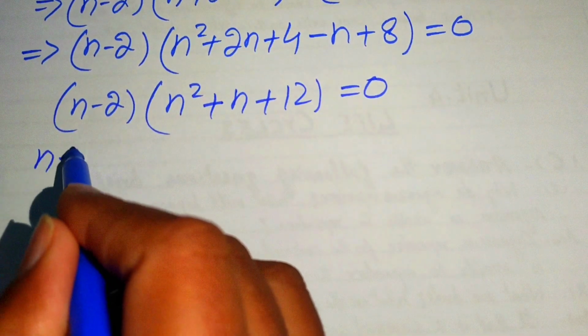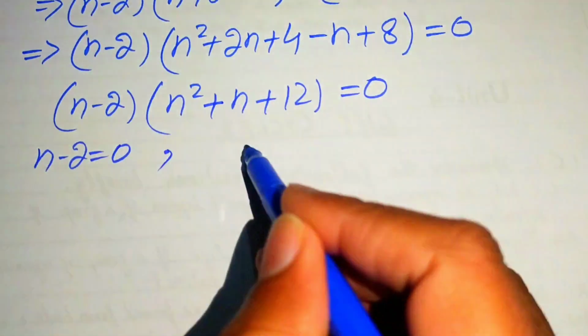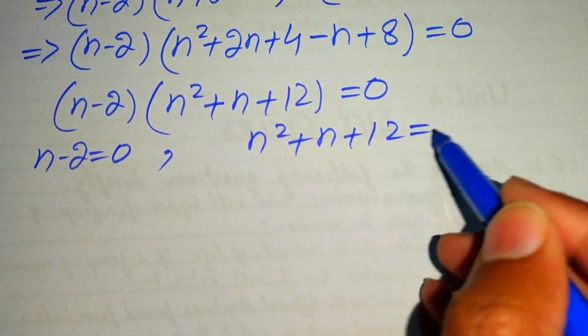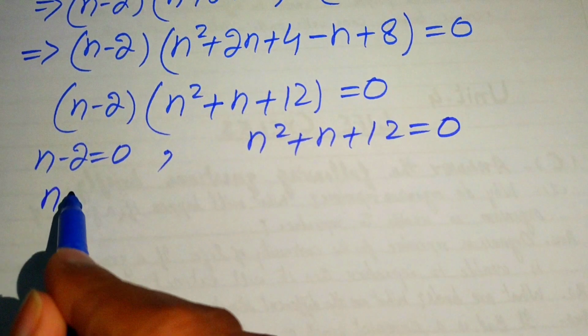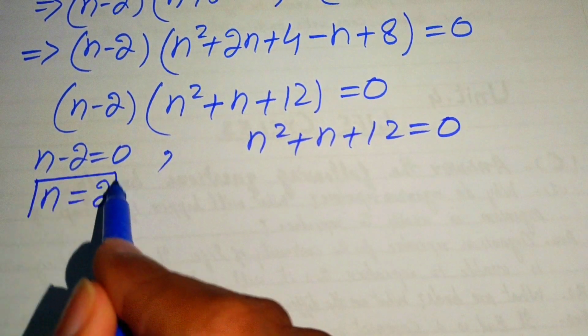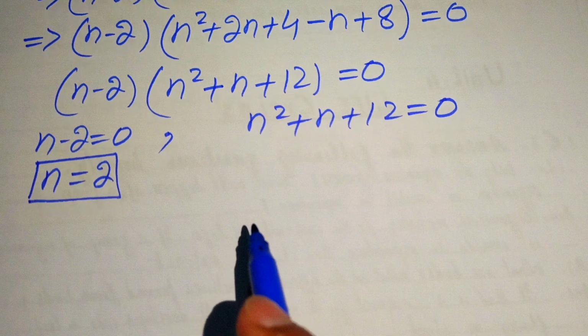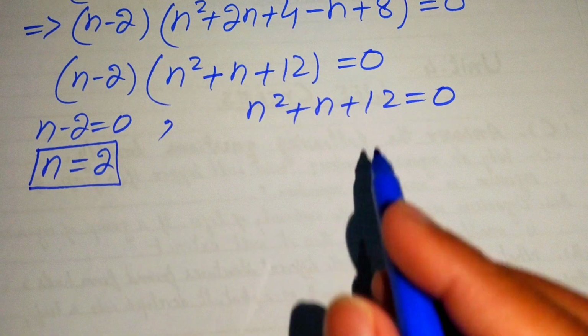The first case is we write n minus 2 equals 0, and the second case is we write n squared plus n plus 12 equals 0. So in the first case we get the value of n is 2, and now we move towards the second case, and in this case we use the quadratic formula in order to solve this problem.